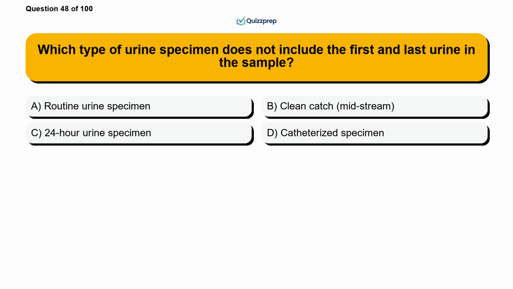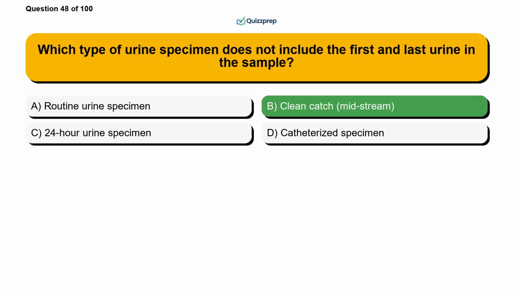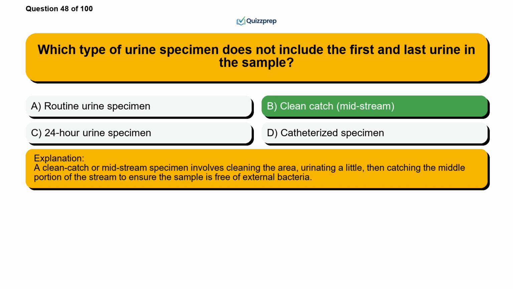Question 48. Which type of urine specimen does not include the first and last urine in the sample? Option A, routine urine specimen. Option B, clean catch, midstream. Option C, 24-hour urine specimen. Option D, catheterized specimen. The correct answer is option B, clean catch, midstream. A clean catch or midstream specimen involves cleaning the area, urinating a little, then catching the middle portion of the stream to ensure the sample is free of external bacteria.